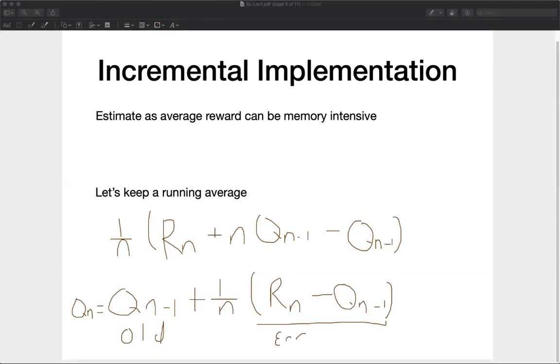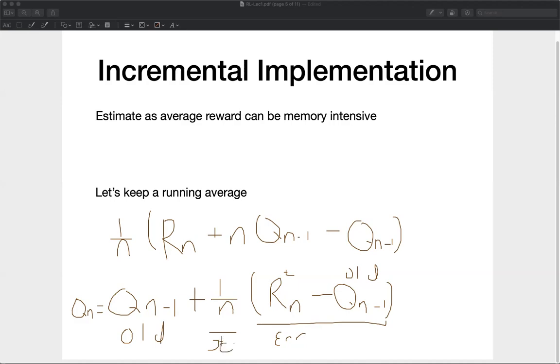Error in the estimate, right? So this is your target, what we call your target. And this is the old estimate, like we just said. And so the difference between the target and the old estimate is the error. And this is some step size.